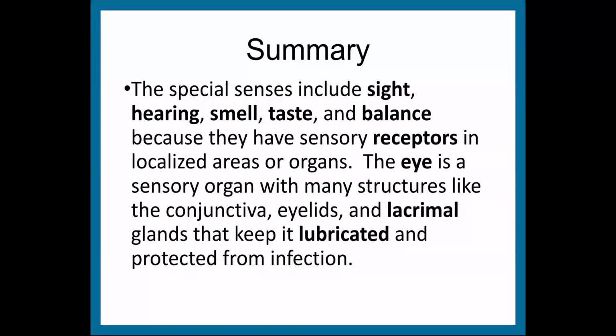To sum up, there is something called the special senses, and this would include sight, hearing, smell, taste, and balance because they have sensory receptors that are in localized areas or organs. The eye is a sensory organ with many structures, and these structures would include the conjunctiva, the eyelids, lacrimal glands. All of those things are responsible for keeping the eye lubricated and protected from infection.